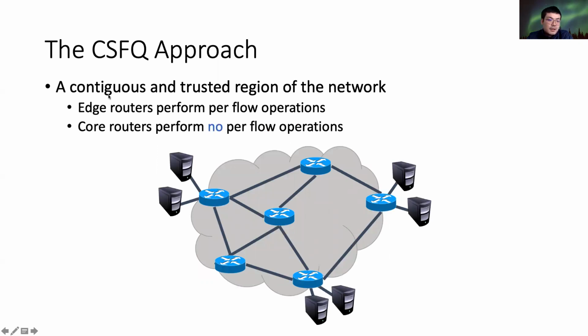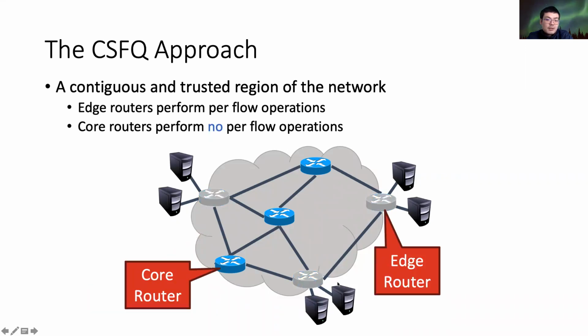We have a contiguous and trusted region of the network. Each edge router, those connecting to the hosts, will perform per flow operations, like the fair queuing we mentioned before. But the core routers, those in the middle, don't want to take on these expensive state maintenance operations, so there's no per flow operation. So this is fair queuing only at the edge routers, while the core routers not serving the edge should not maintain the state.